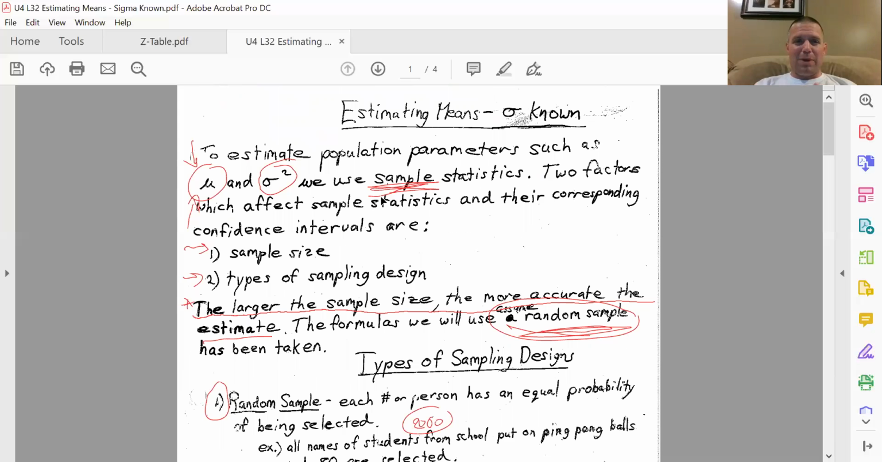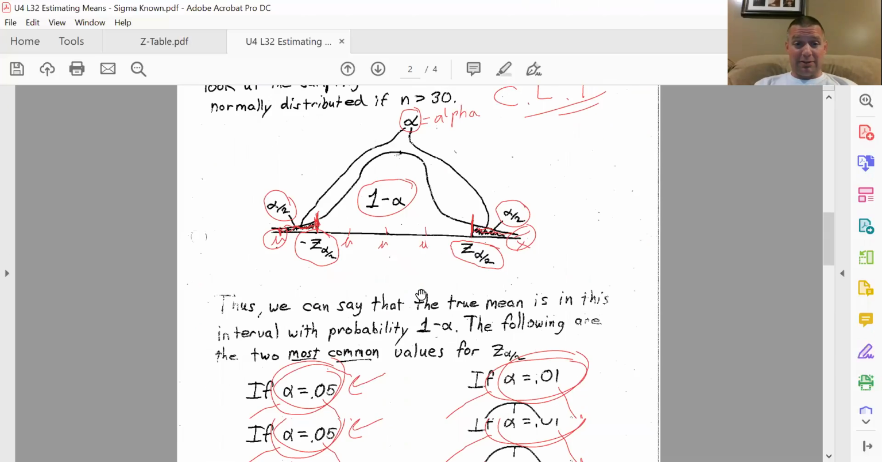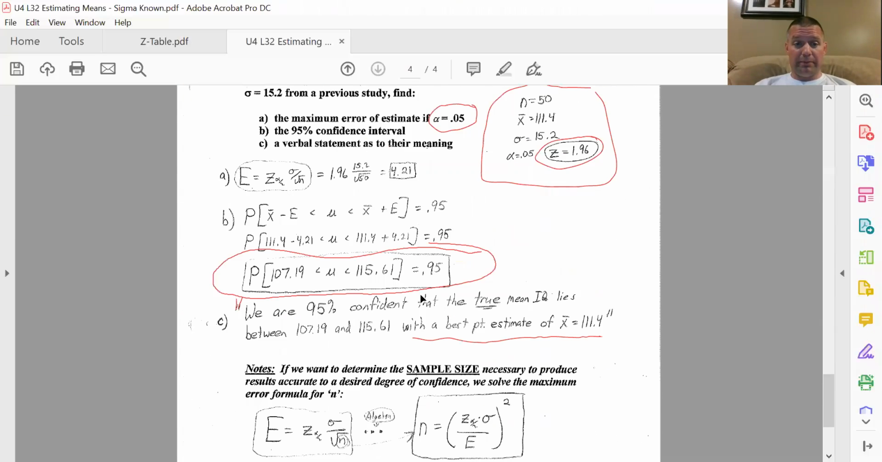Wait a second, let's go back up to the very beginning. All right, things that affect confidence intervals are sample size. The larger the sample size, the more accurate the estimate. So let's go back down to our notes right here.